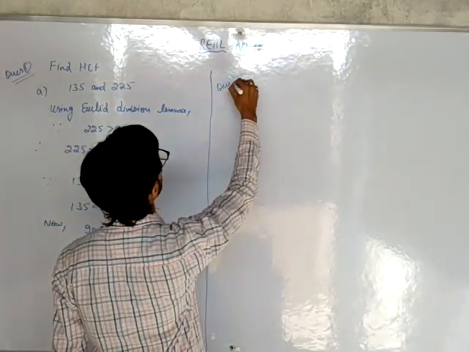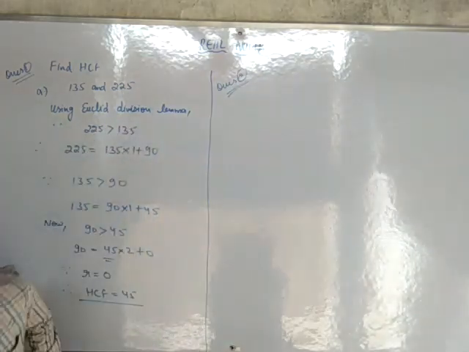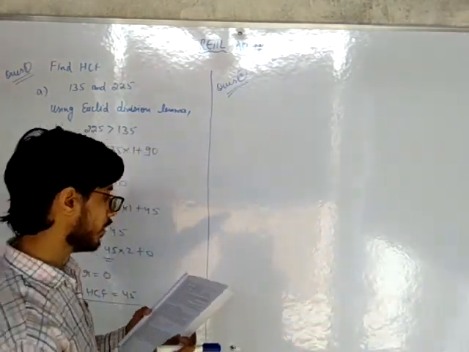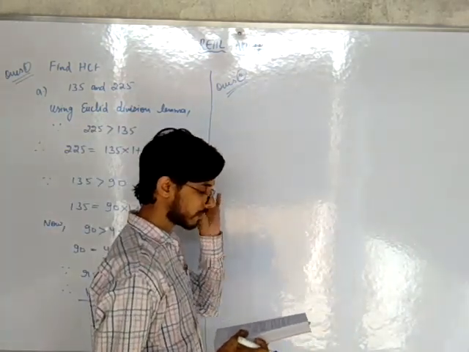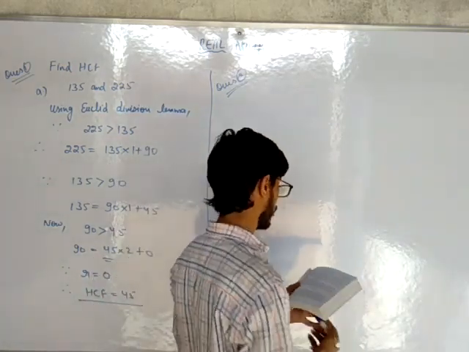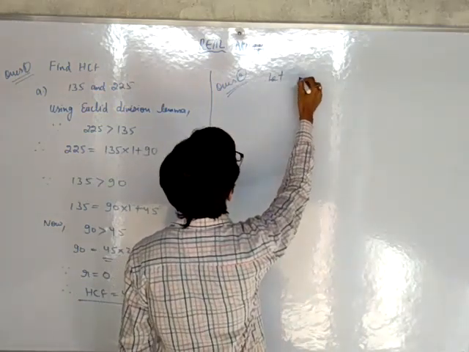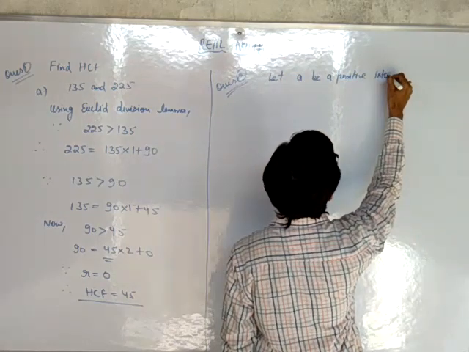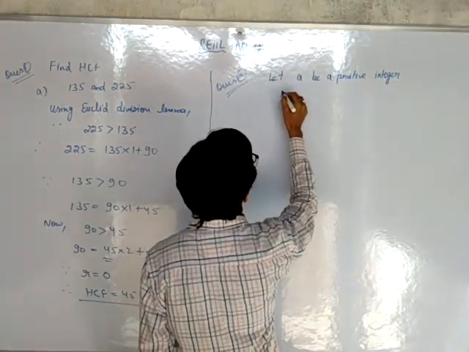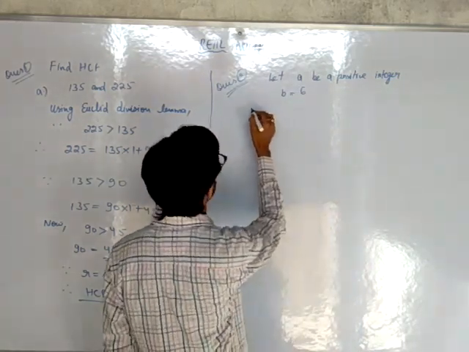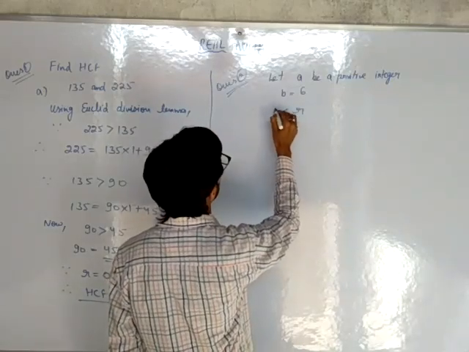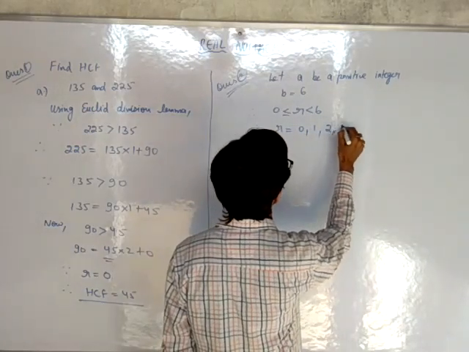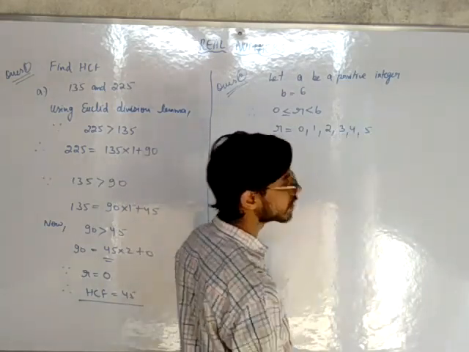I am going to do question number 2. Question number 2 says show that any positive odd integer is of the form 6q plus 1, 6q plus 3, or 6q plus 5, where q is some integer. Let a be a positive integer and b equal to 6. Therefore r is greater than or equal to 0 and less than 6. So r is equal to 0, 1, 2, 3, 4, 5.